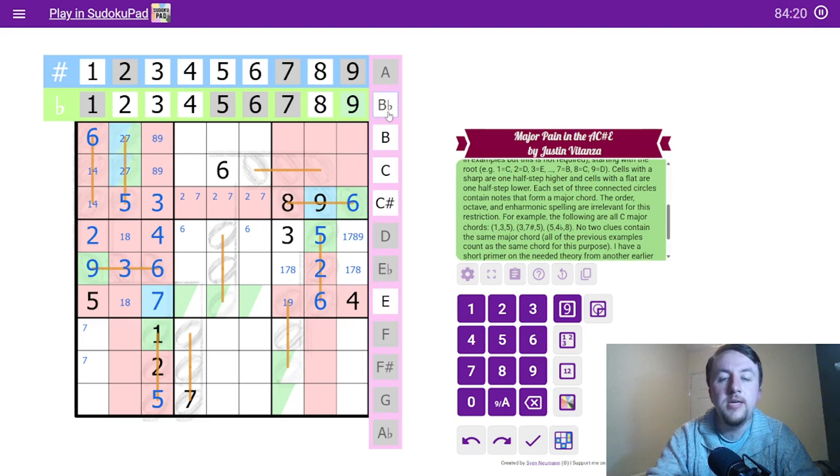So B flat major needs to be a sharp 6 because we've had flat 7 and a 2 or a 9. I mustn't forget 9. So a sharp 6, a 2 or a 9, and then either a 4 or a sharp 3. But it can't be a sharp 3.